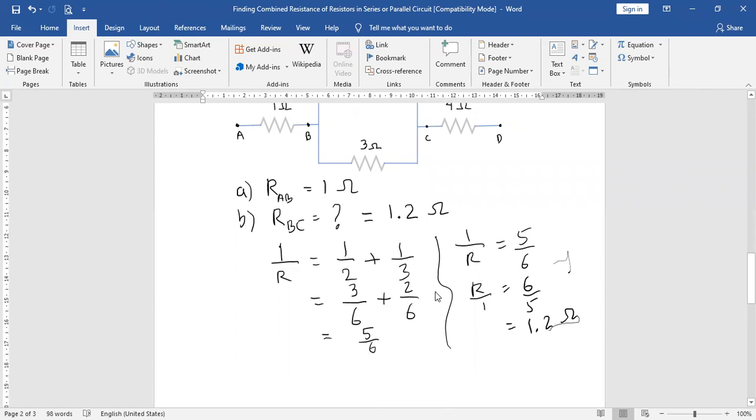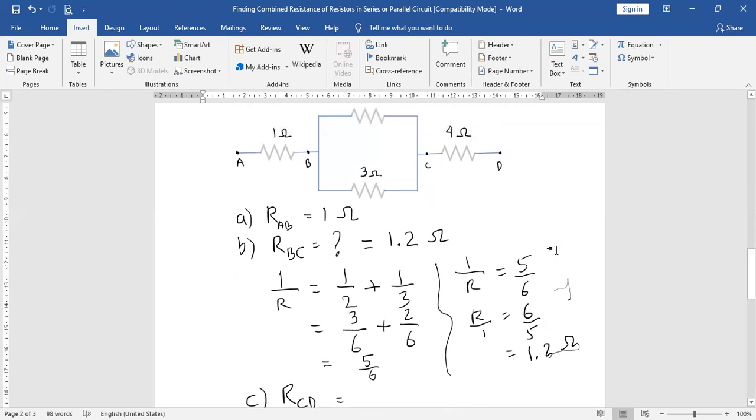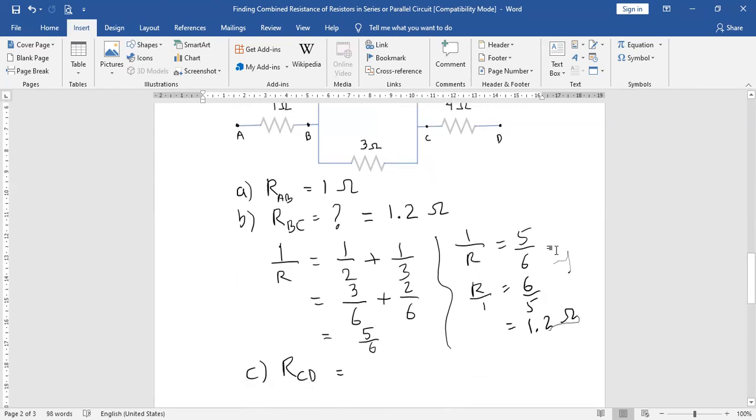Now we talk about the C. We need to find the R between point C and D. It's clear enough in the drawing that the resistance is 4 ohm.